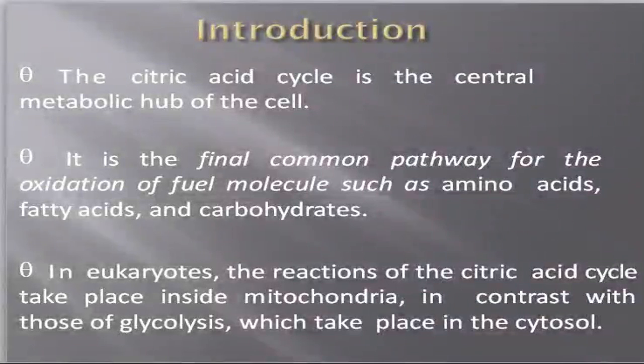Why? The three different energy yielding molecules we consume via diet, which are amino acids, fatty acids and carbohydrates, are broken down to the fuel molecule acetyl CoA in order to enter the second stage of cellular respiration, that is the citric acid cycle. Hence, the citric acid cycle is considered to be the central metabolic hub of the cell. Where does the citric acid cycle take place in a eukaryotic cell? It takes place inside the mitochondria, in contrast to glycolysis which takes place in the cytoplasm.